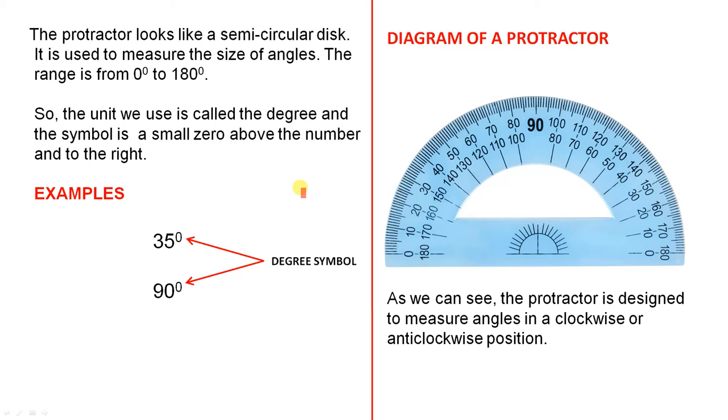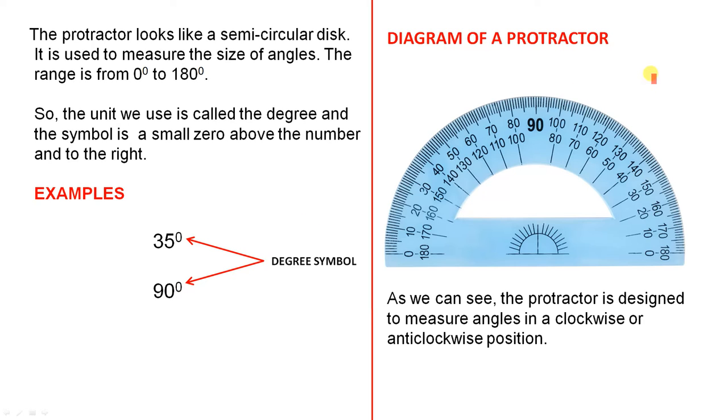So the unit we use is called the degree, and the symbol is a small 0 above the number and to the right. So here we have two examples, 35 degrees and 90 degrees. And the little degree symbol is a small 0 there. So it's raised up there and it's to the right. 35 degrees, 90 degrees. That's a short way of writing it.